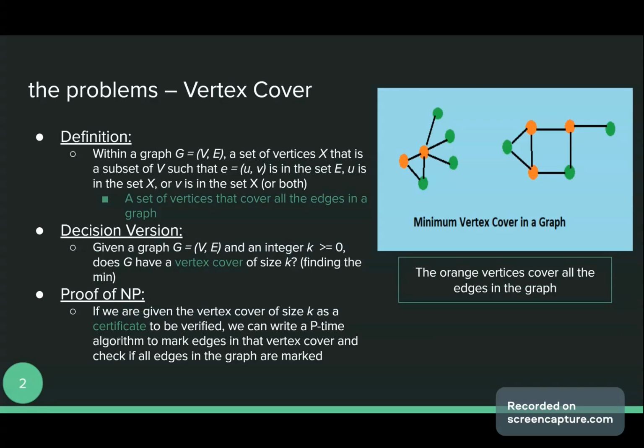The decision version of this problem is, given a graph G with vertices and edges, and an integer k that is greater than or equal to 0, does G have a vertex cover of size k? And we want to find the minimum number of vertices, the minimum value of k. If we are given the vertex cover of size k as a certificate to be verified, we can write a polynomial time algorithm to mark edges in that vertex cover and check if all edges in the graph are marked. And we'll go deeper into this as well.